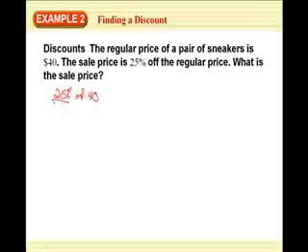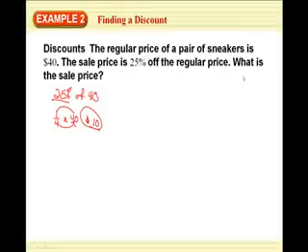Well, right away I see that's a common fraction. That's 1/4. Of means to multiply. 40, I know 4 goes into 40 10 times, and 10 times 1 is 10. Now 10 doesn't mean you're only paying $10 for those shoes. 10 means you get to take $10 off of those shoes.